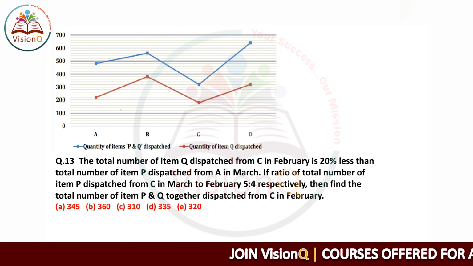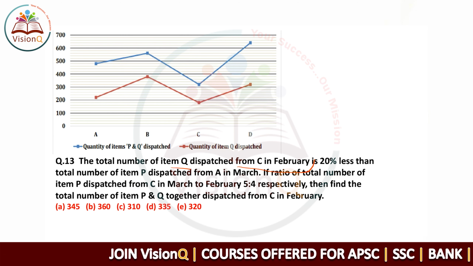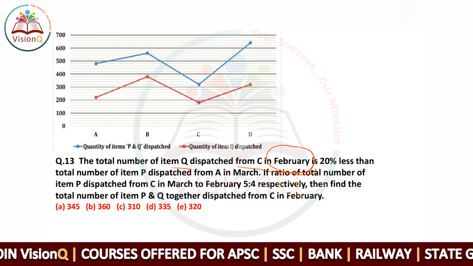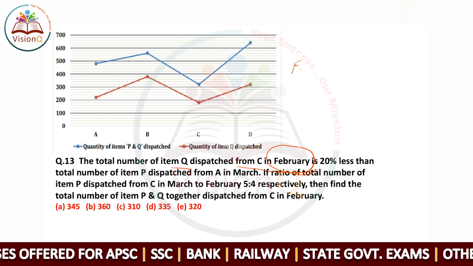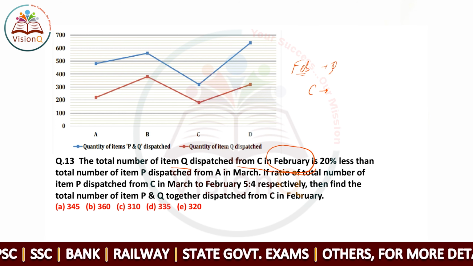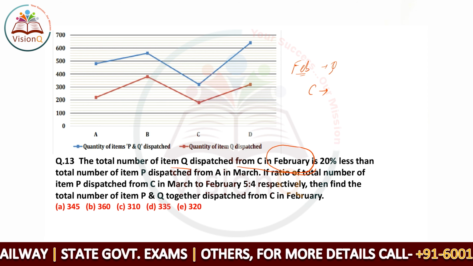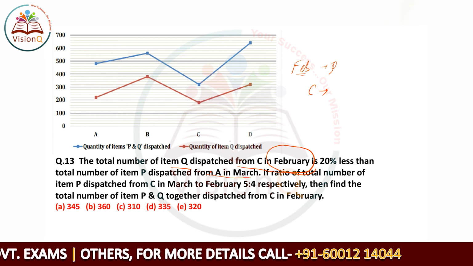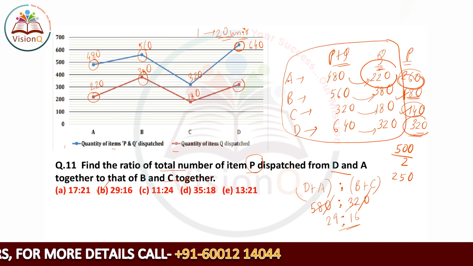So next is question number 13. It says that total number of items Q dispersed from C in February. Now this is extra information because in the data it was only about March. Item Q dispersed from C is 20% less than total number of item P dispersed from A in March. Now total number of item P dispersed from A in March, I have already found out before, it is 260.